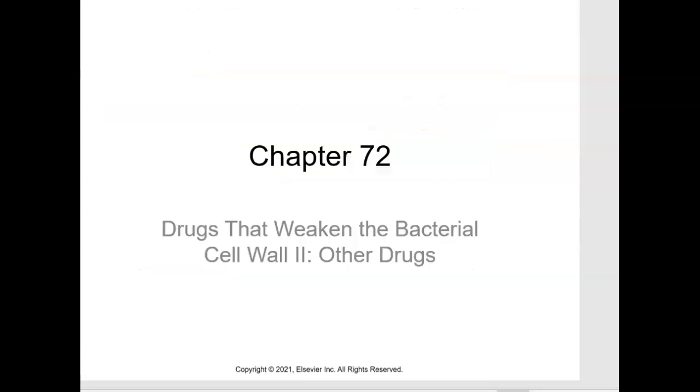Now, hold on. Go right into chapter 72, which is Drugs That Weaken the Bacterial Cell Wall, Part 2. Like the penicillins, there are other drugs that can disrupt the cell wall, produce bacterial lysis and death, and are considered bactericidal. Specifically, this chapter focuses mainly on the cephalosporins, but also touches on vancomycin, telavancin, and fosfomycin. These drugs are similar to the penicillins because they inhibit cell wall synthesis. By disrupting the cell wall, these drugs will cause lysis and death.